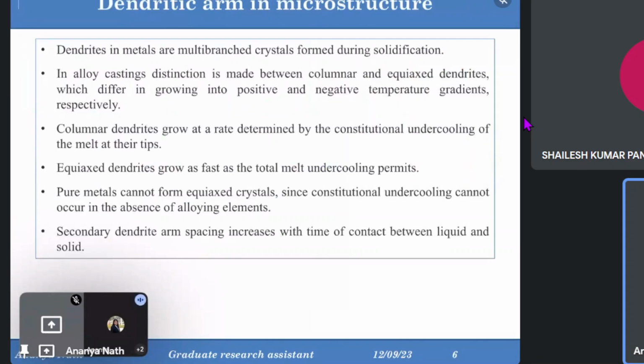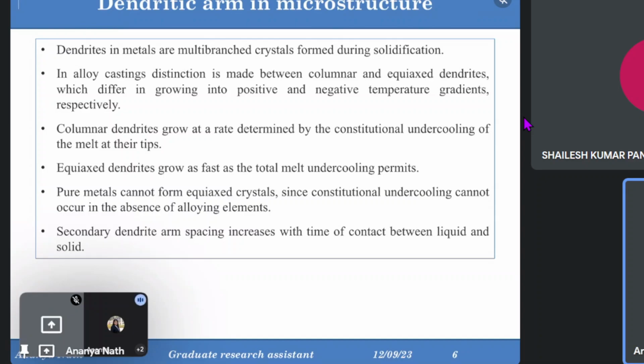So the dendritic arm is a very popular microstructure. You'll often notice it under the microscope in aluminum alloys. Dendrites are also considered preferential sites for heterogeneous nucleation. Sometimes the dendritic arm is so long that it gets broken down inside the melted state. The dendrites in metals are multi-branched crystals formed during solidification.